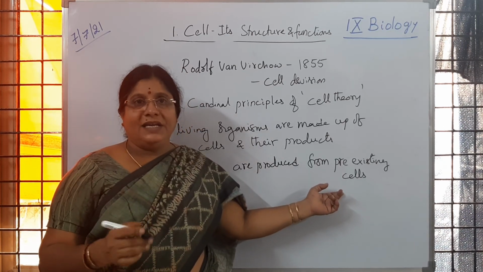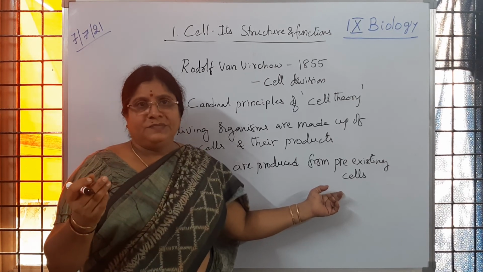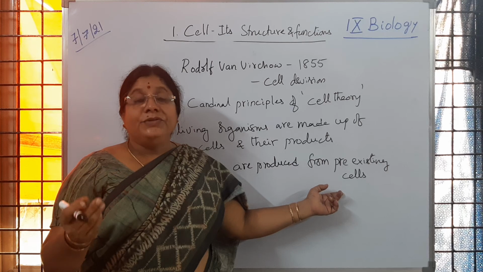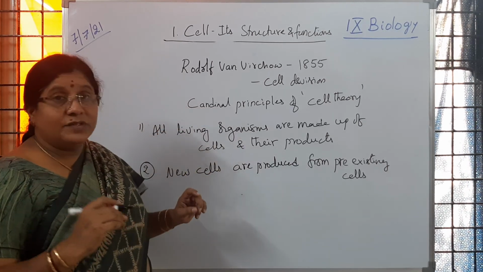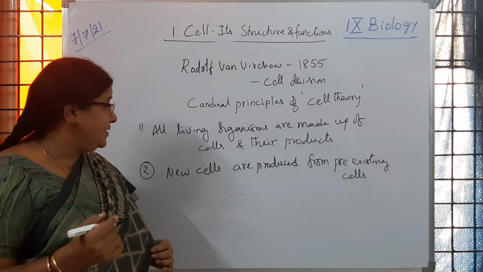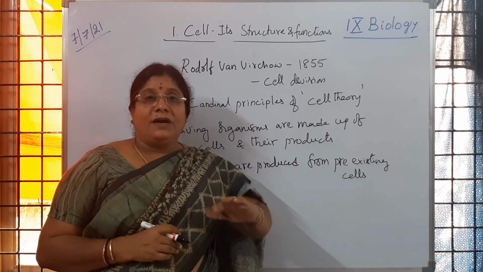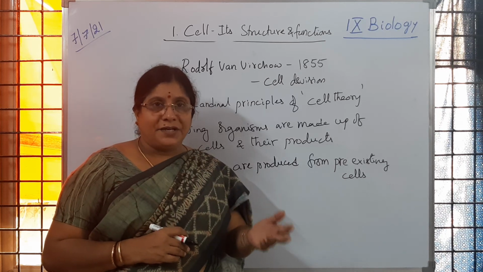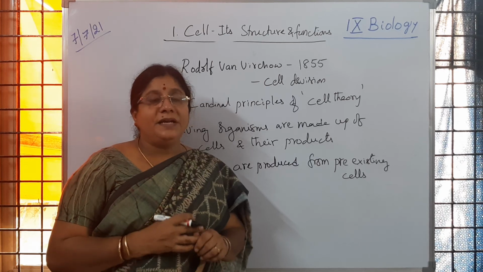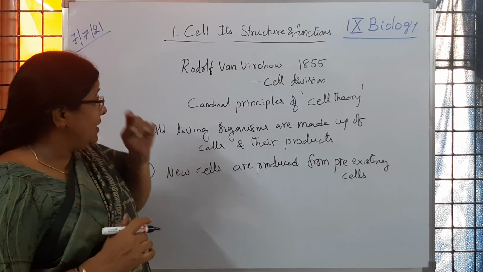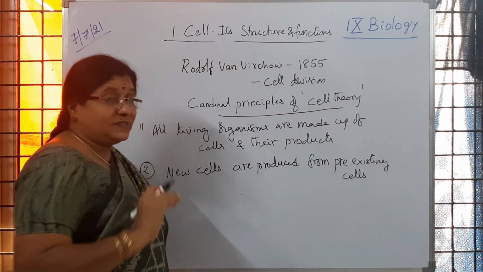Just now I explained healing of a wound, or if we pluck out any branch of the plant, we observe new leaves or new branches. How is that possible? That is because of the process called cell division. So new cells are produced from pre-existing cells. From the cells already present in an organism, new cells are developed. These are the very important cardinal principles of cell theory.